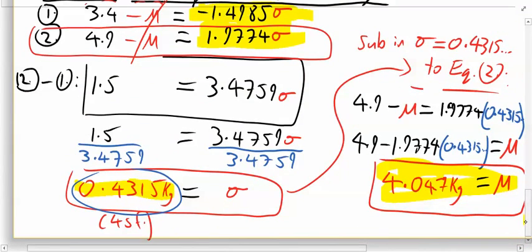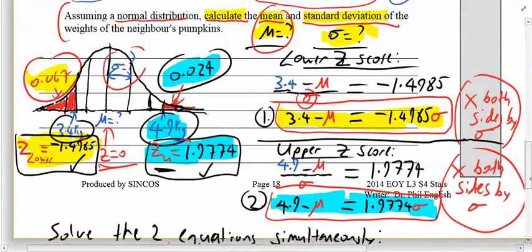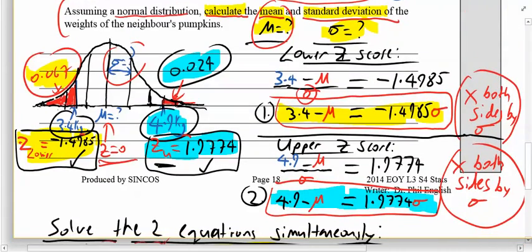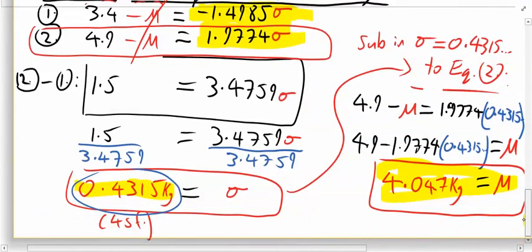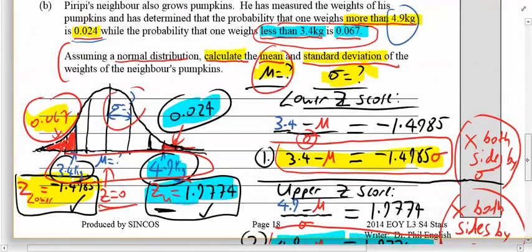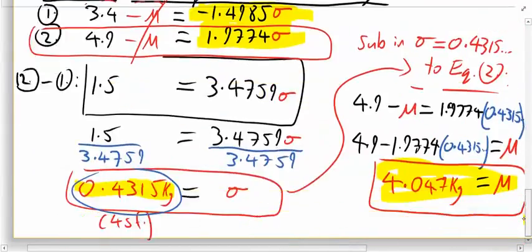And always stop and make sense of your answer. Is it sensible? So 4.047 kg. Does that look a realistic figure? Yeah, it's between the 3.4 and the 4.9, so that's reasonable, isn't it? Standard deviation should be roughly a sixth of the range, 0.4315. Is that sensible? Yeah. And if it's sensible, it usually means it's right.